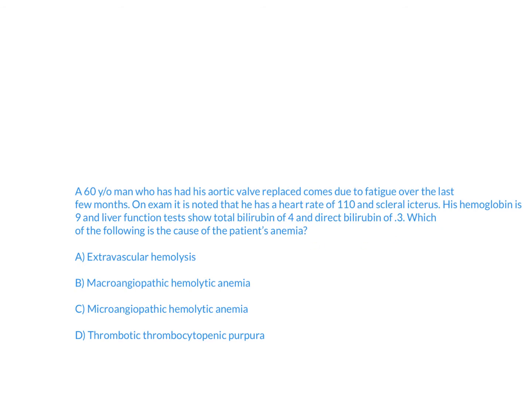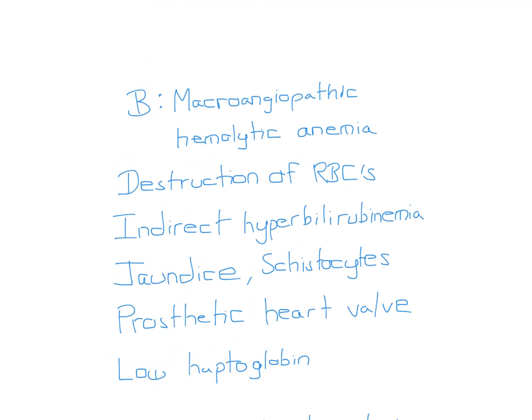of 0.3. So that means the balance between 4 and 0.3 is going to be 3.7 worth of indirect bilirubin, which shows you that if it's indirect, it was never conjugated in the liver, which means that it's hemolysis. And so something is breaking down the red blood cells, and we have to figure out what.